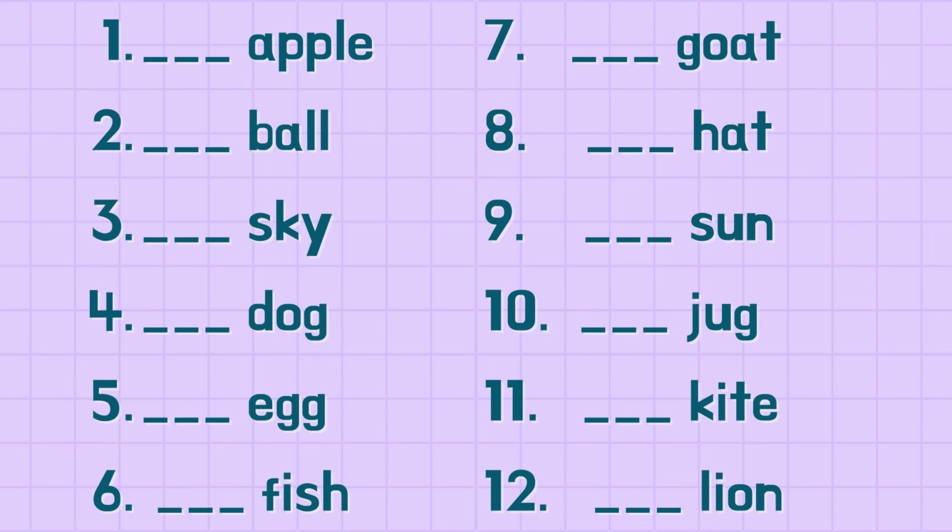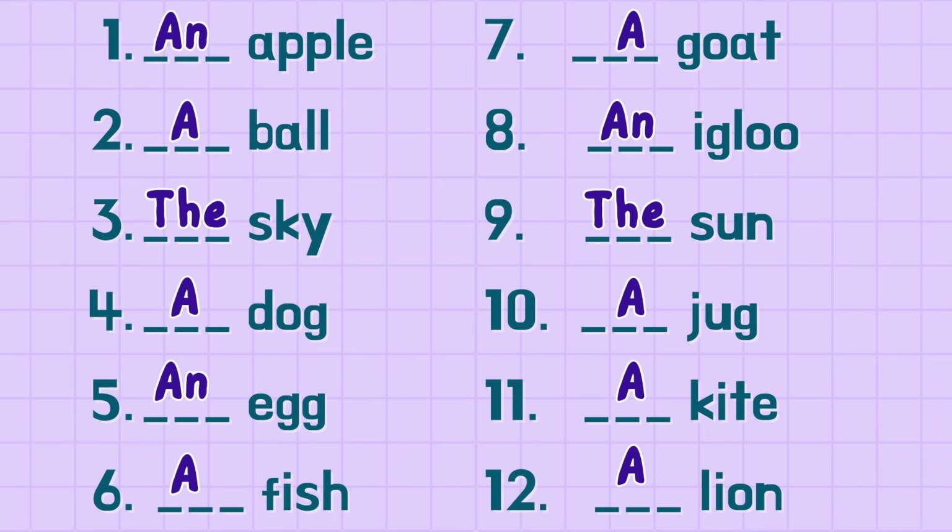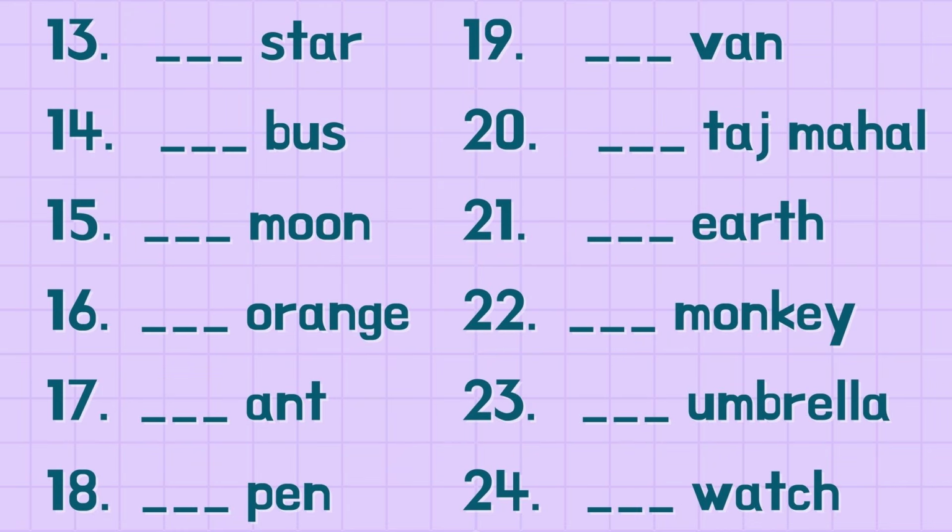Time is over. Let's see the answer. An apple, a ball, the sky, a dog, an egg, a fish, a goat, an igloo, the sun, a jug, a kite, a lion. Next questions.